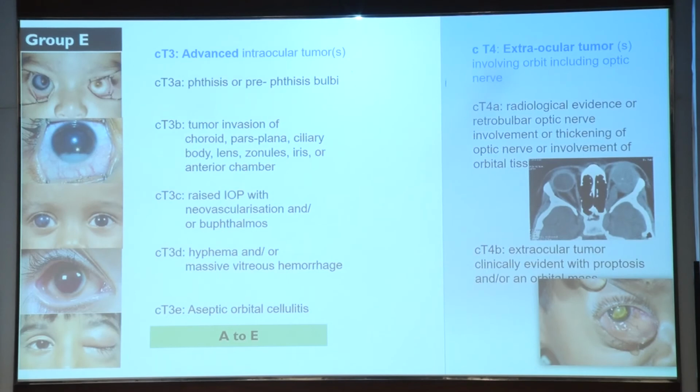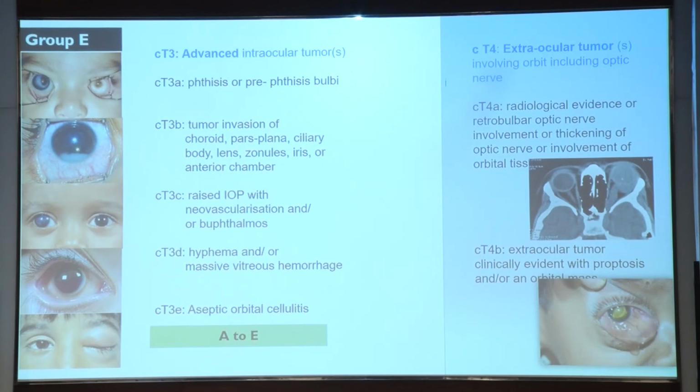Now, group E is very extensive, and that correlates to T3. T3 is advanced intraocular tumor, and depending upon the severity: phthisis, pre-phthisis, tumor invasion of the anterior segment, raised IOP with buphthalmos and neovascularization, hyphema, massive vitreous hemorrhage, aseptic orbital cellulitis. In T3, there is A, B, C, D, E. All right, easy to remember. Perfect. So that is how group E correlates.